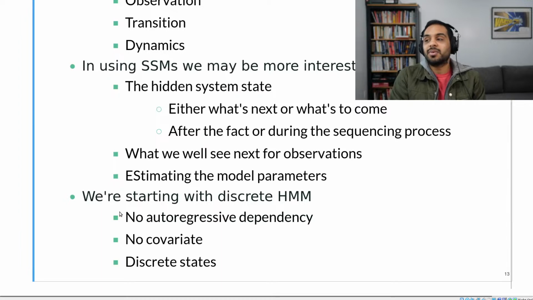And we're going to start with the simplest case, which is discrete hidden Markov models. There are no autoregressive dependencies, which we're going to see later. There's no covariates, and as the name implies, it's discrete countable states, which makes them easy to work with.